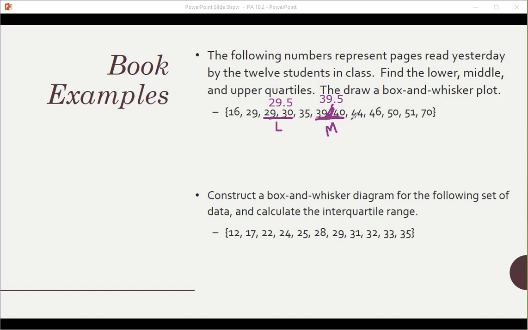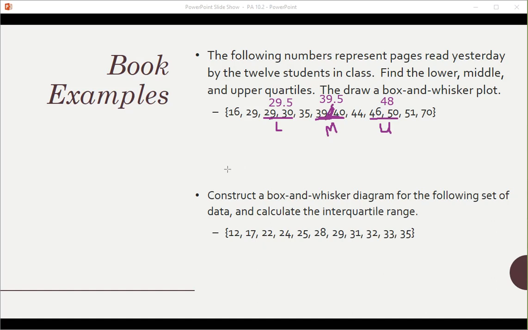And then there are also 6 on the high side. So these are my two. Add them up, divide by 2. This time I get 48. And that would represent my upper quartile. So we found all of our relevant points that we need in order to be able to draw our box and whisker graph.